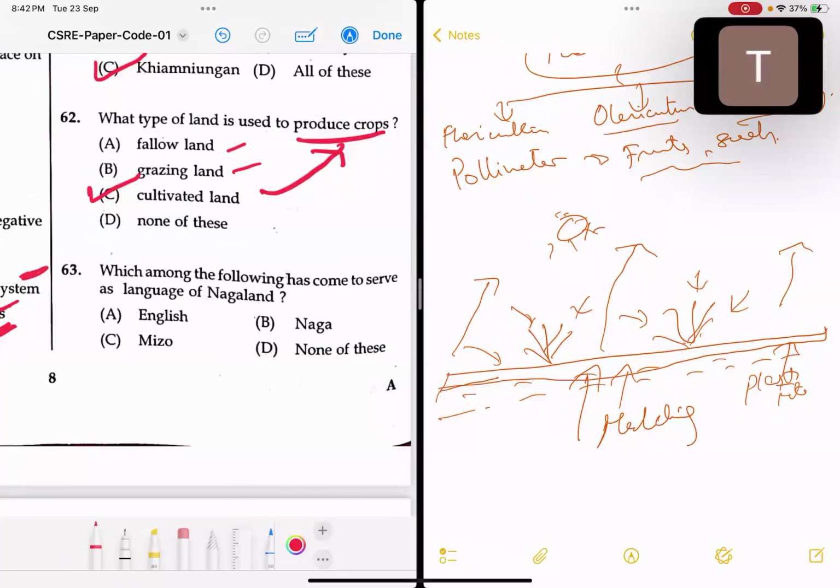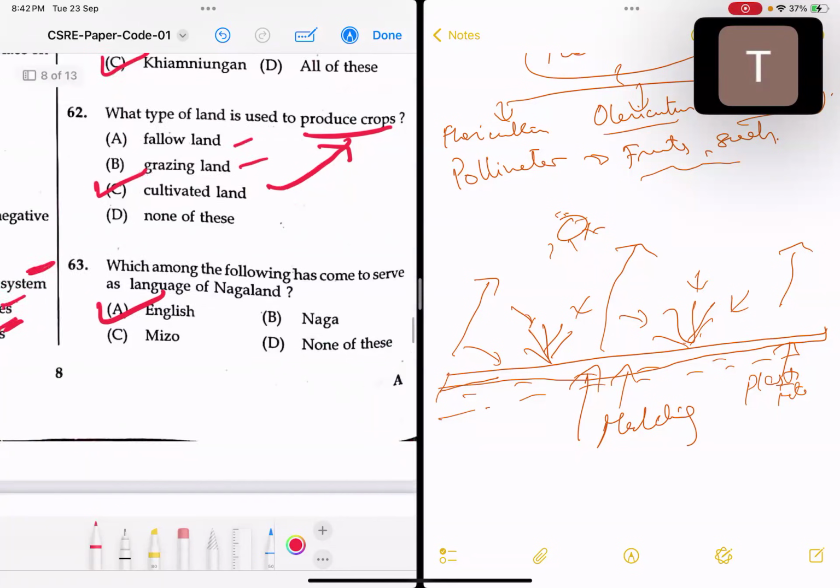Question number 63. Which among the following has come to serve as the language of Nagaland? So the correct option is English. As we are all aware, because of different tribal languages, the common language that has come to serve as the lingua franca in Nagaland is the English language, right?